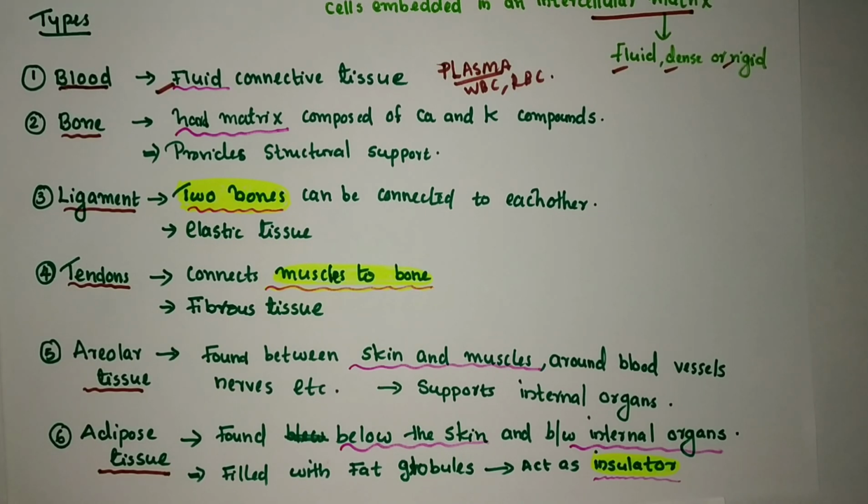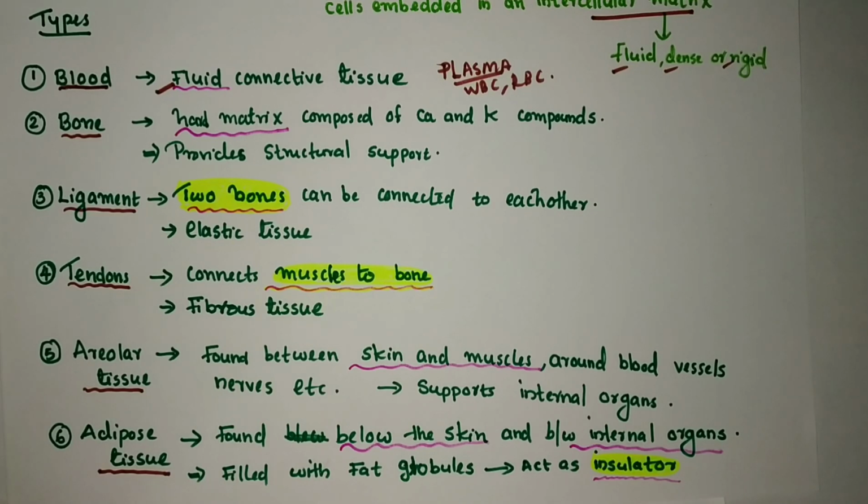and acts as an insulator. Insulator means providing heat. This adipose tissue always provides us heat, maintaining heat in our body. That is because of adipose tissue. Adipose tissue is also known as fat storing tissue. So which tissue is helping with storage of fat? That is adipose tissue.